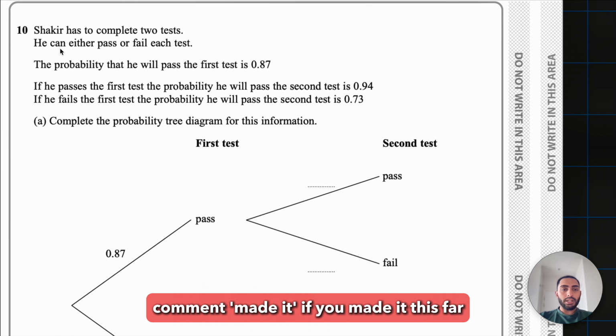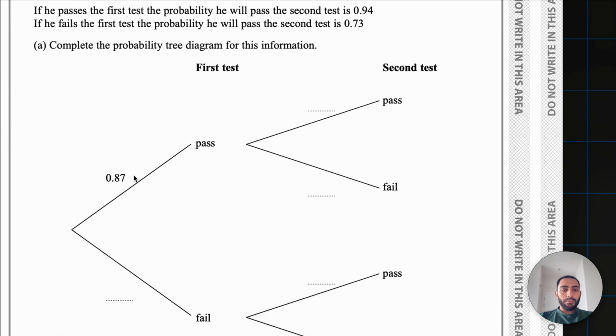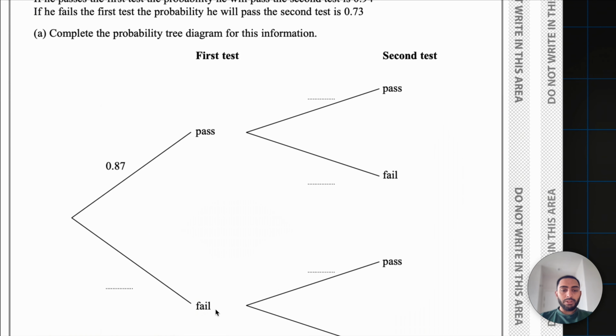Question 10. Shakir has to complete 2 tests. He can either pass or fail each test. The probability that he will pass the first test is 0.87. That's already on. If we know the probability of him passing, we can figure out the probability of him failing. Both of these are going to add up to make 1, because the probability of something happening will be 1. So we're doing 1 minus 0.87 to give us this number, which would be 0.13. So that's that one done.